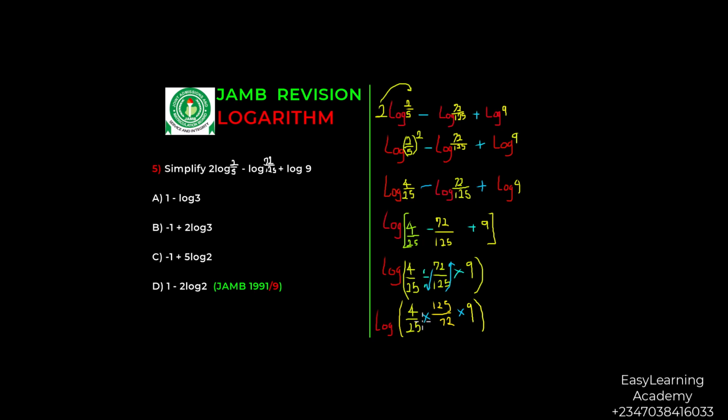So let's divide. 25 will come into itself 1 time, and 25 will come into 125 5 times. 9 will come into itself 1 time, and 9 will come into 72 8 times. 4 will come into itself 1 time, and 4 will come into 8 2 times. Okay, so let's multiply out what we have there.